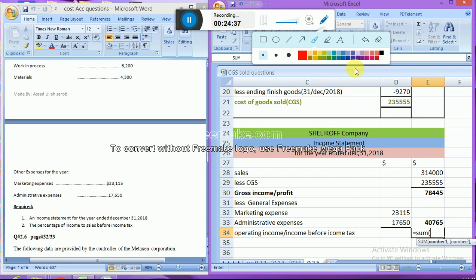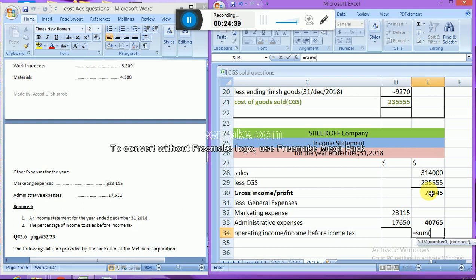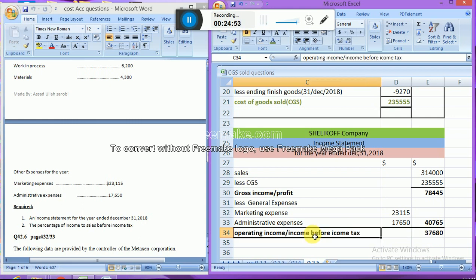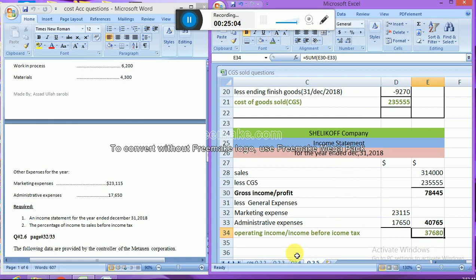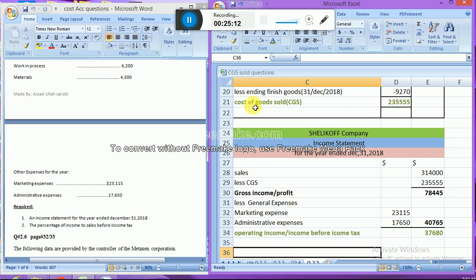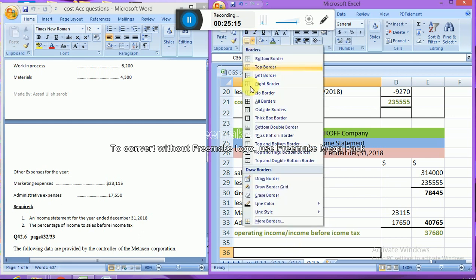So it is equal to this minus this amount. Now what is the income before interest and taxes? That is 37,680. This is my income before income tax, but as income tax is not given, this is my answer. Clear?